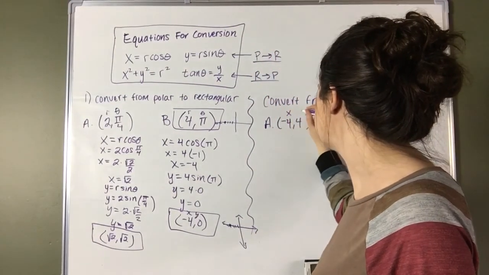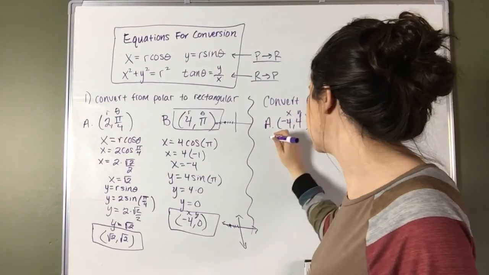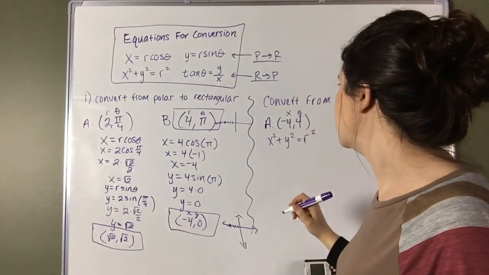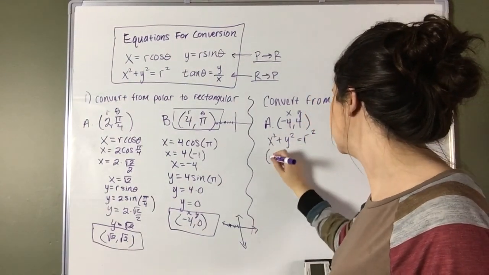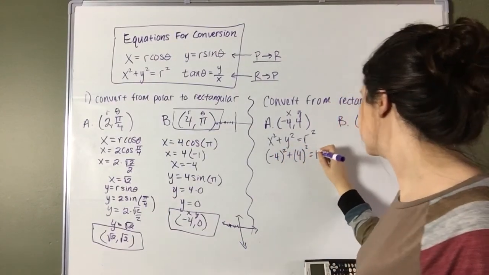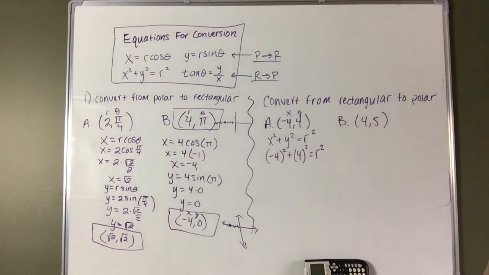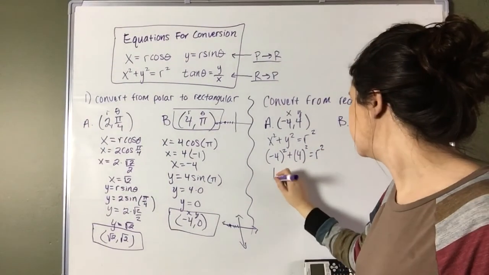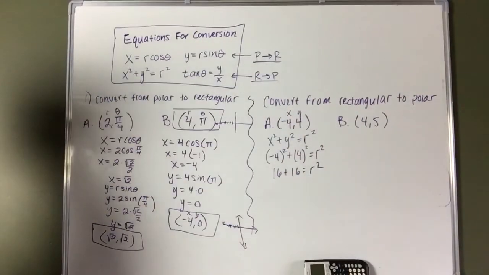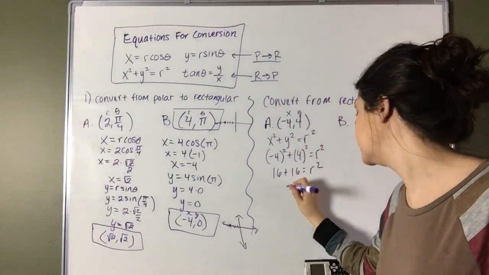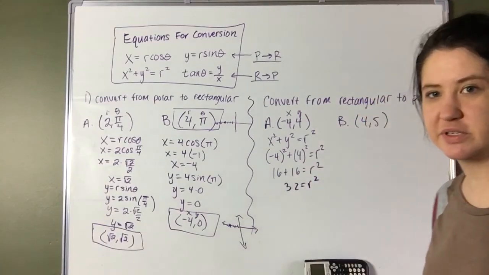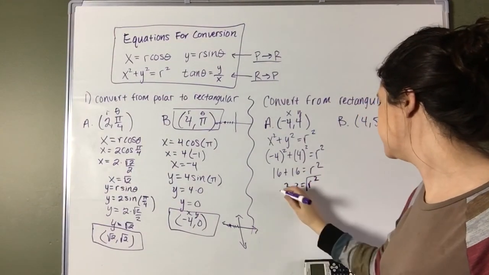So this is x and this is y. Our first equation says that x squared plus y squared is equal to r squared. And so if we plug the values in, negative 4 squared plus 4 squared is equal to r squared. And simplifying that, we have 16 plus 16 is equal to r squared. That is 32 equals r squared. And then we're going to take the square root of both sides, all right?